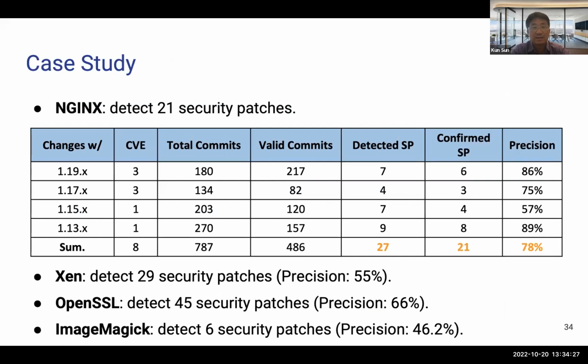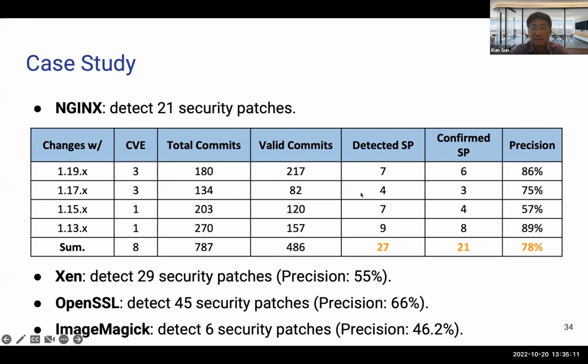And we do a case study. We use our GraphSPD on Nginx, this web server. We work on different versions of Nginx. We see how many total commits there are between these two versions of the software, and how many of these are valid commits. And we see how many security patches we can detect, and we manually confirm they are really security patches. And then we report our precision, okay?